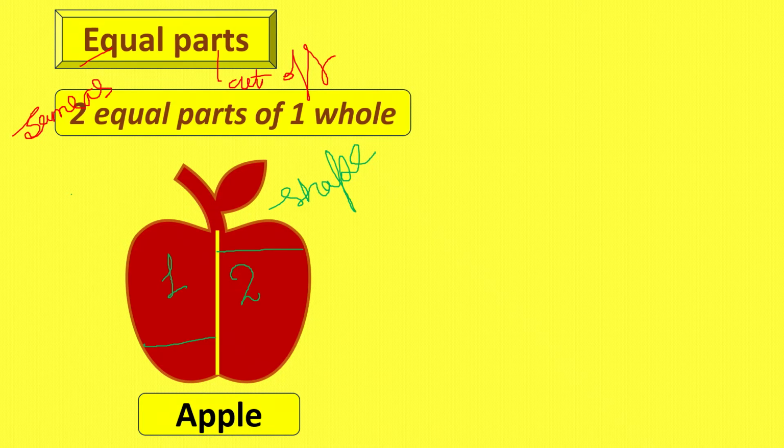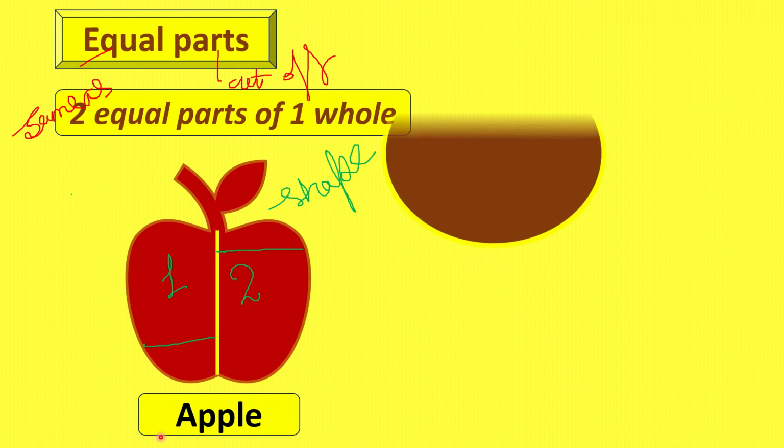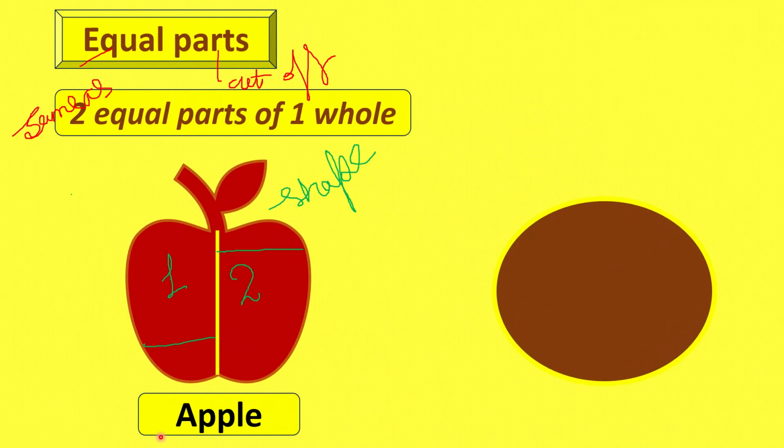Look at the next one. If you don't have an apple right now, take a simple circle and again cut it at the middle. You have to be careful when you cut it at the middle. When you cut it, your first part is over here, before the yellow line, and after the yellow line is the other part. But when you look at it, observe the parts.